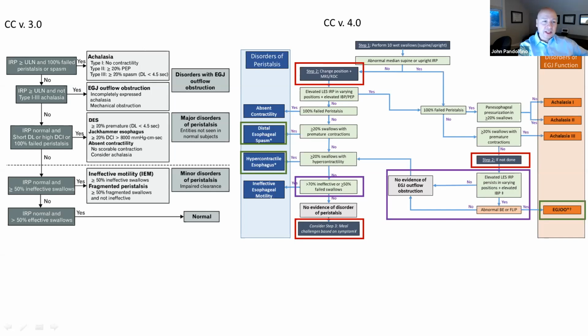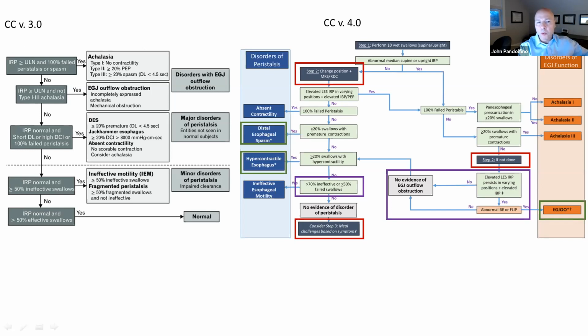position. So what you're going to see now in Chicago 4.0 is a much more fluid and interactive protocol, where certainly we start with 10 swallows, and you can start in the supine or the upright position. But then once you're done with those 10 swallows, you're really moving through this process where you're trying to figure out what's going on with the patient, and whether these measurements and metrics are valid. So we would then shift the position. We would also use provocative swallows like multiple rapid swallows and the rapid drink challenge, to once again evaluate the function, and look to see if the IRP either improved or got worse. Is there evidence of obstruction?